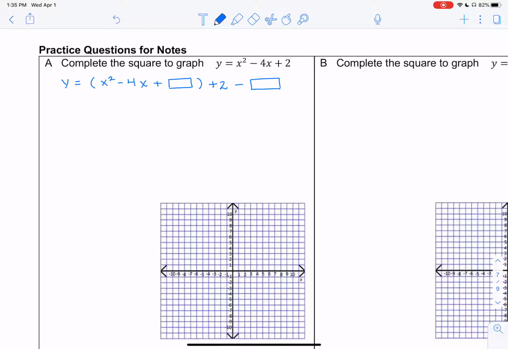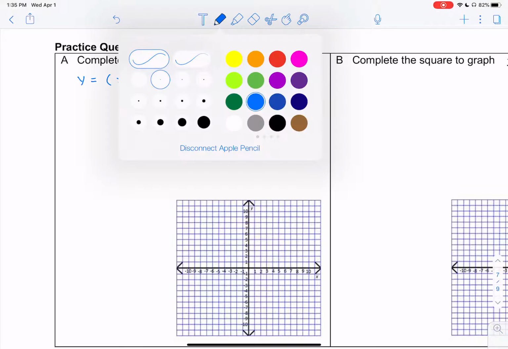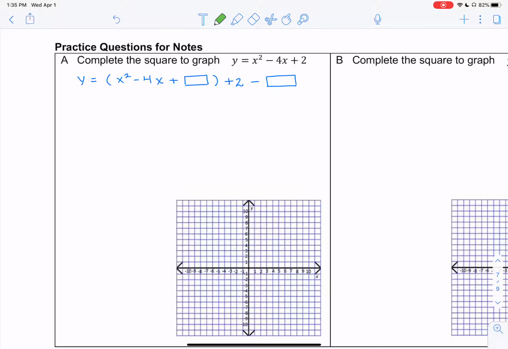Okay, so if you are not sure how we do completing the square, maybe it's been too long, let's just off to the side remember for that magic box, what you're doing is you take your b value and you divide it by 2, and then you square it. So the b value is the one that has just the x after it. Negative 4 divided by 2 is negative 2, and then we square it, so it comes out to be a positive 4.